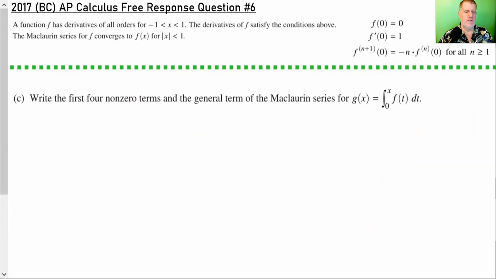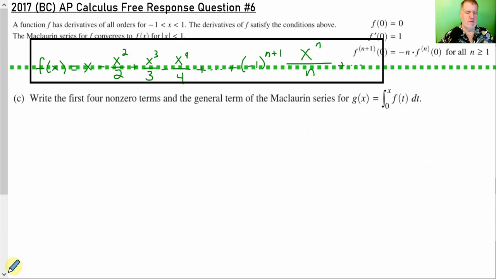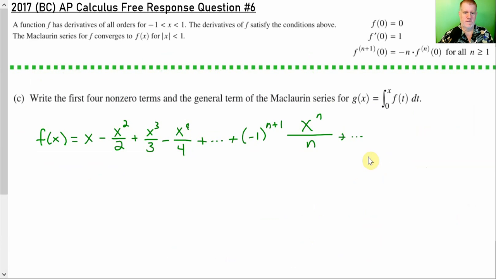Now, I'm going to use this fact again. So let me pull this back up. Okay, there we go. I am looking for the first four non-zero terms of g of x, which is the integral of this. So all we're doing is taking the integral of all of it. Okay. Integral of the whole darn thing. The integral is g of x.